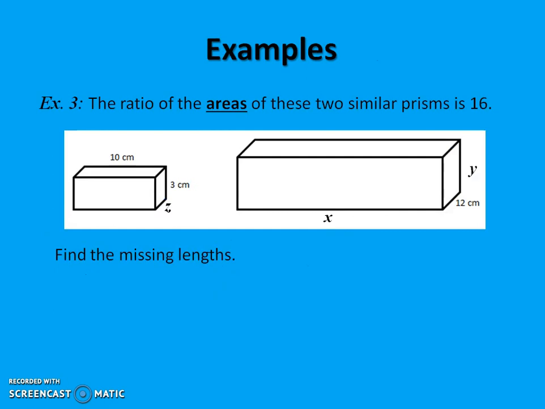So in an example like this, where it says that the two areas of these shapes have a ratio of 16, it means that this area is going to be 16 times larger than this area. That's true for any individual face or for the total surface area. That, because it's an area, is my 2D ratio.